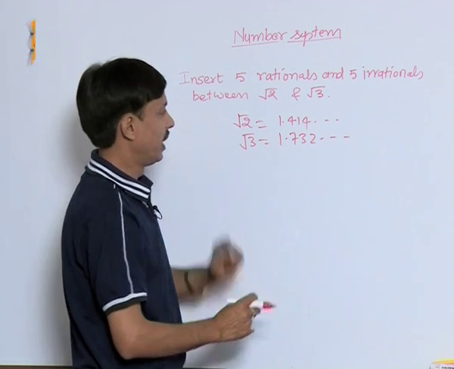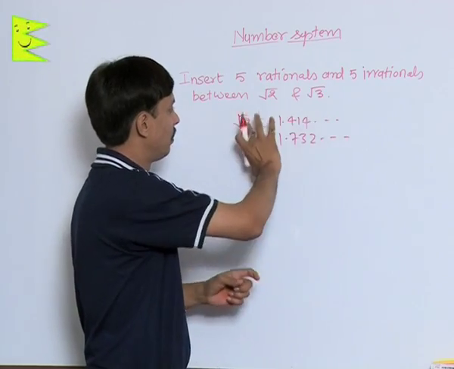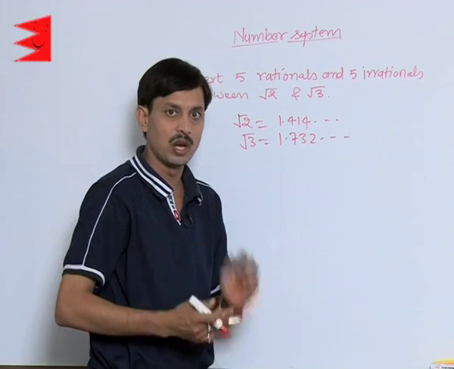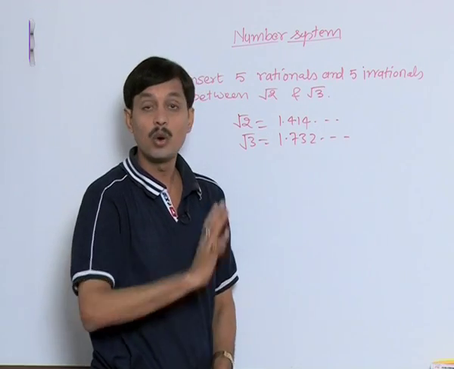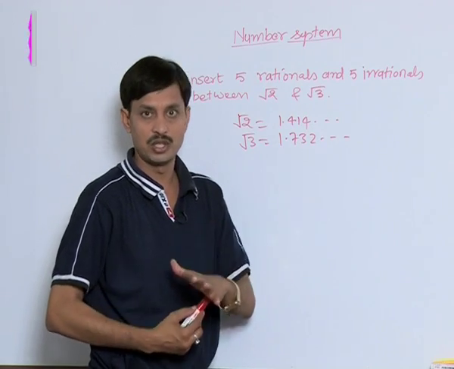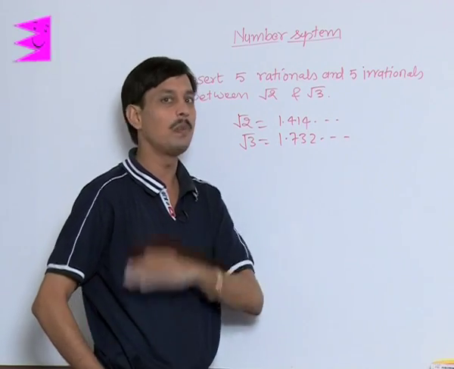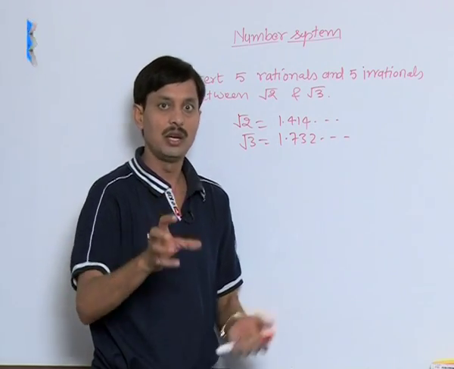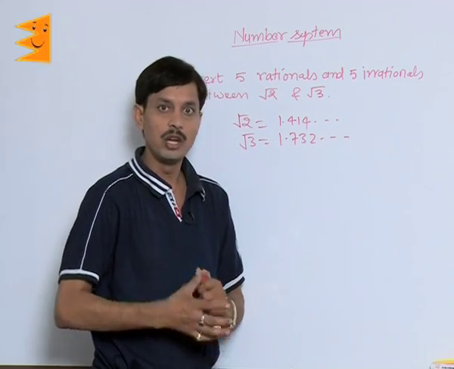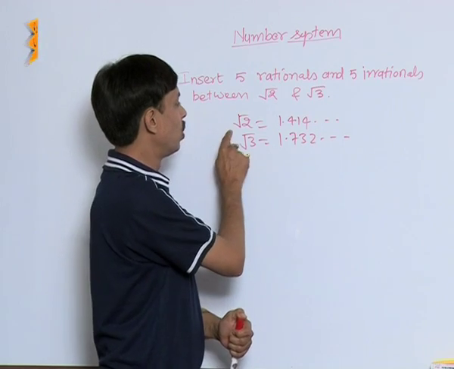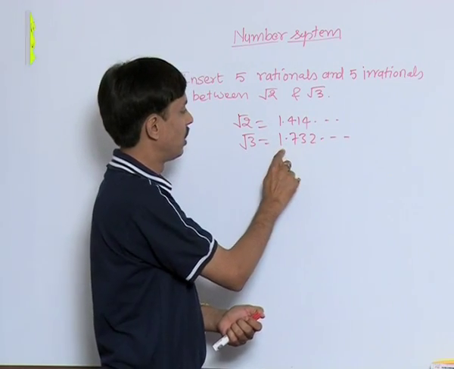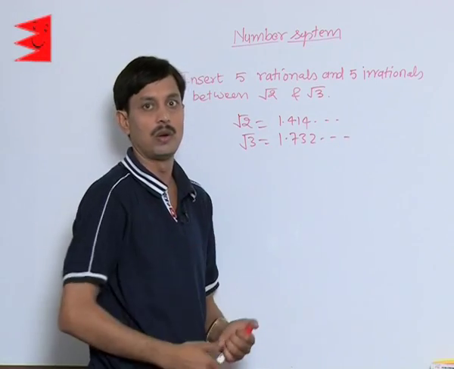1.414 dot dot dot. It remains non-terminating, non-repeating, and root 3 comes as 1.732 dot dot dot. You have converted both irrational numbers again into irrationals but in the decimal form, because an irrational cannot be changed into a rational without multiplication or division, and any rational cannot be converted into an irrational without any particular multiplication or division. Same here, root 2's value is 1.414 in decimal representation and root 3 is 1.732 dot dot dot.